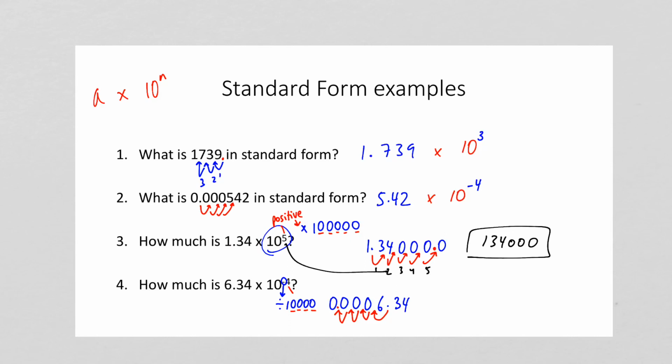So our answer is going to be 0.000634. Again, you can do 6.34 times 10 to the minus 4 in your calculator. You could also write that as 6.34 divided by 10,000, or you can move the decimal place to the left 4 times, and you will end up with 0.000634.